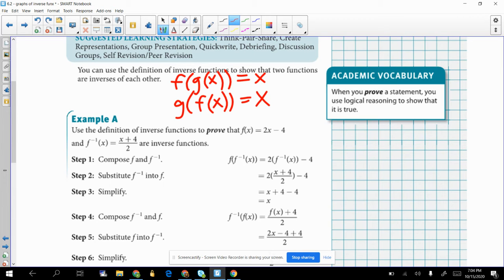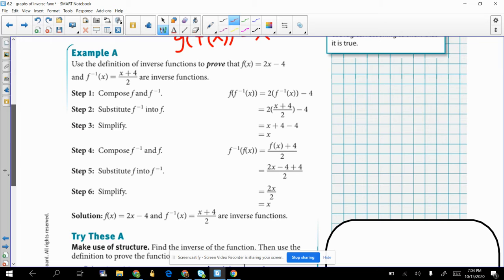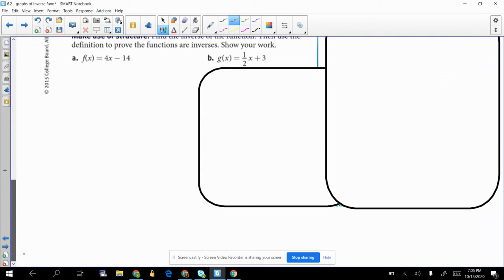Okay, so here's an example. They give you, example A, f of x equals 2x minus 4, and the f inverse of x is x plus 4 over 2. So then what they do is they compose it. The first way they do here, f of f inverse of x, and they end up getting x. And then they do it the opposite way, f inverse of f of x, and they also get x out as the solution. Okay, so that means that those two functions are in fact inverse functions. It's kind of like a way to check your work.